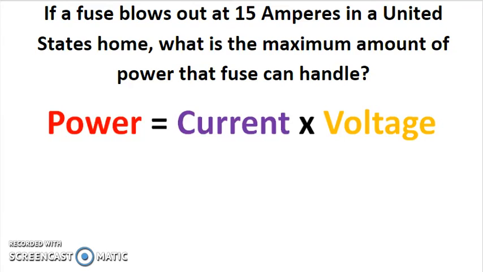Okay, so let's start off where we left off. Here's another example of a power, current, and voltage problem. If a fuse blows out at 15 amperes in a United States home, so we're in the United States, what is the maximum amount of power that the fuse can handle? I'll give you guys a bit of time to try this out. So pause the video at this moment.